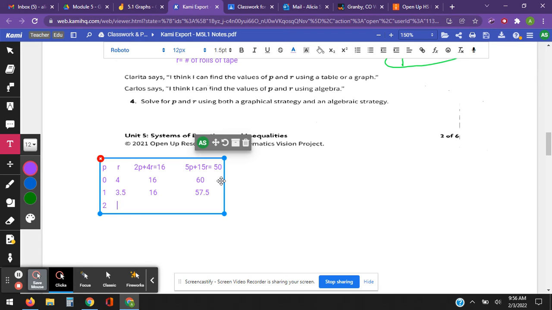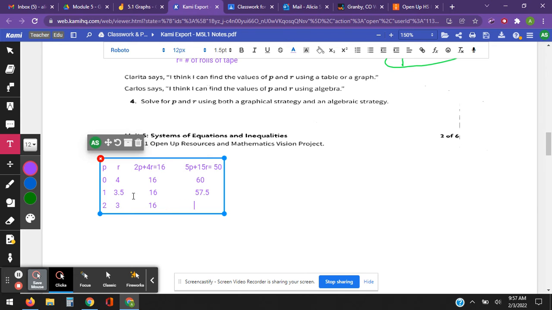So 2. If I do 2 paintbrushes, that's $4. 16 minus 4 is 12. 12 divided by 4 is 3. So you can see what's happening over here. For every paintbrush I get, I'm losing half of a roll of tape, which doesn't make sense because you're not going to really get half of a roll of tape. So I might tweak this in a moment, since I don't even know if I need to do the odd numbers of paintbrushes.